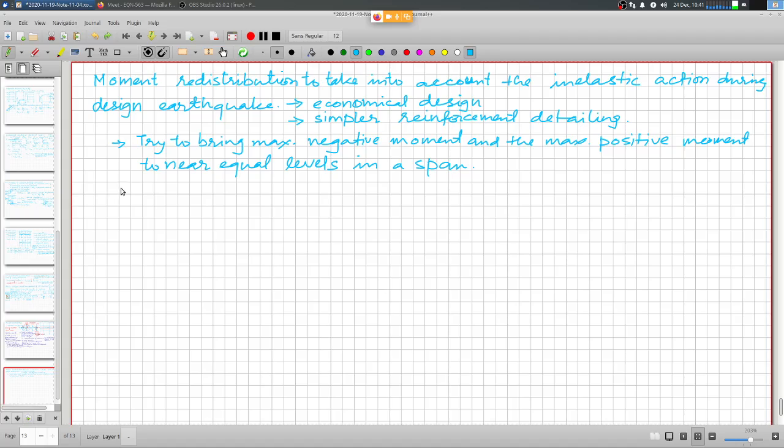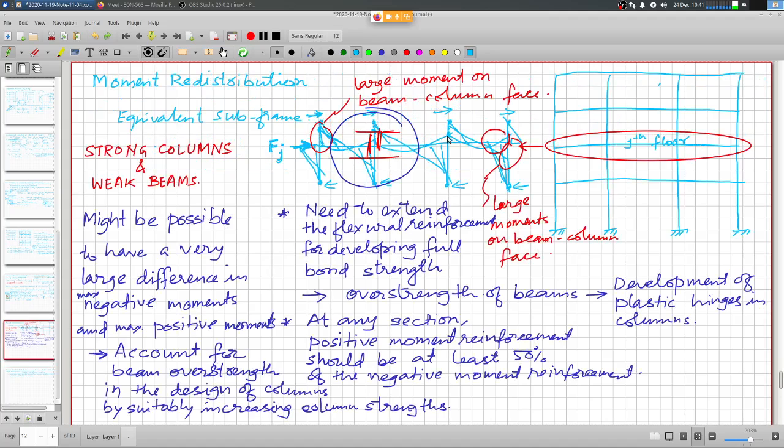But the implications are, if we reduce the moment capacity at this level, where you have a large moment as predicted from elastic analysis, you expect large moment here. But if I provide moment capacities only up to here, then obviously this is going to yield first. This will start yielding first, and then it will progress. Plastic hinges will keep on developing.